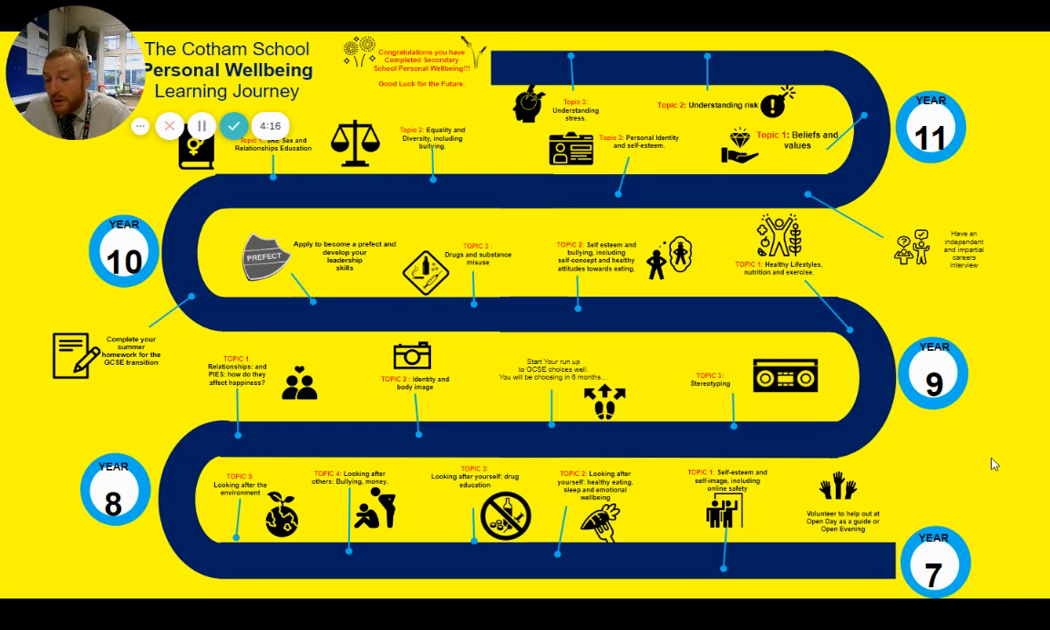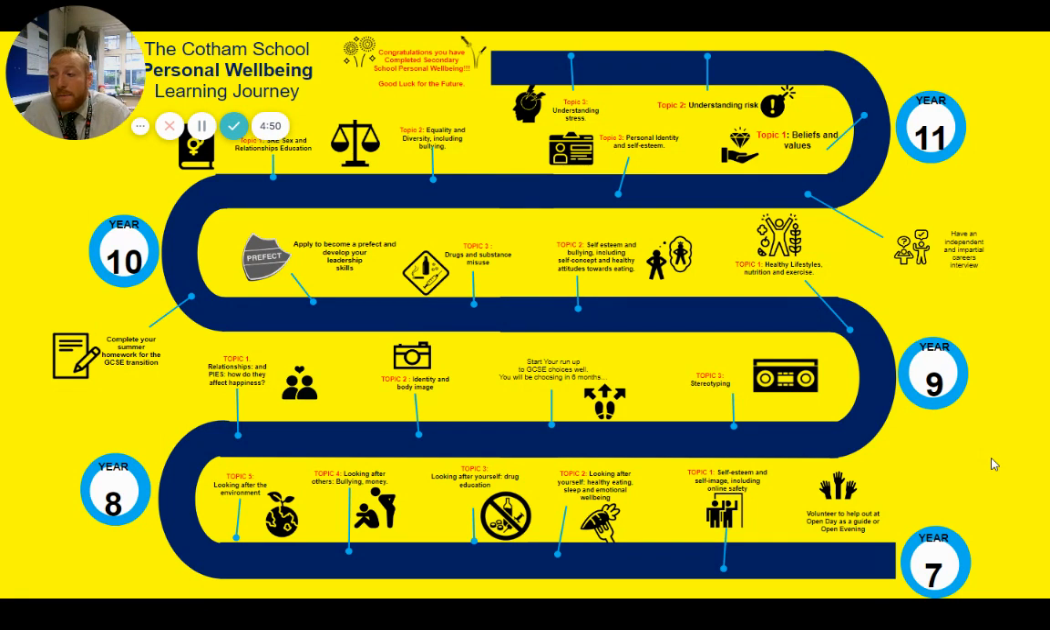Topic 2 is about looking after yourself, healthy eating, sleep and emotional wellbeing. Topic 3 is about drug education. Topic 4 is focusing on bullying and how to look after your money issues. And topic number 5 is looking after the environment, looking after the planet. In Year 8, topic number 1 is relationships and how they affect happiness. Topic number 2 looks at identity and body image. And then topic number 3 explores issues around stereotyping.